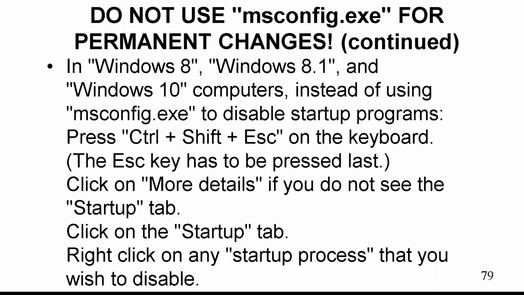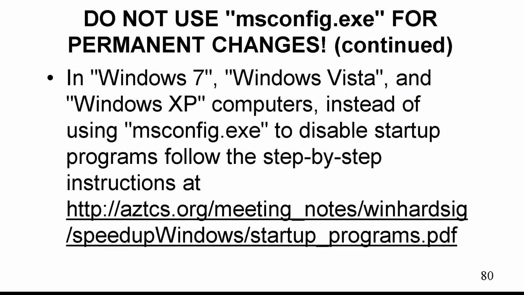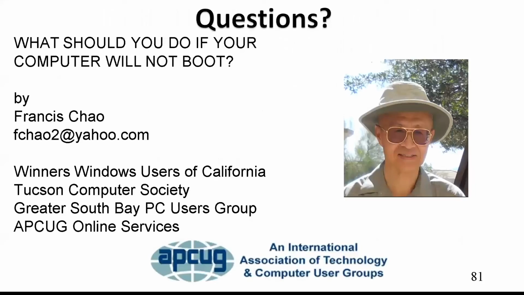In Windows 8, 8.1, and 10, instead of using msconfig, there's a menu you can get to now. Press Control-Shift-Escape, click on More Details, click on the Startup tab, and right-click on anything you want to disable. And I'll show you some screenshots on that in a minute if I have any. In Windows 7, you can follow my instructions at this website for editing the registry to turn off startup stuff and not cause problems using msconfig. Now this, I guess I don't have this. I guess it's in the other one.